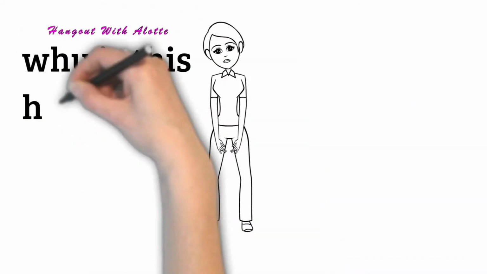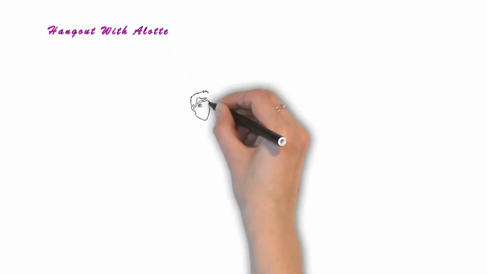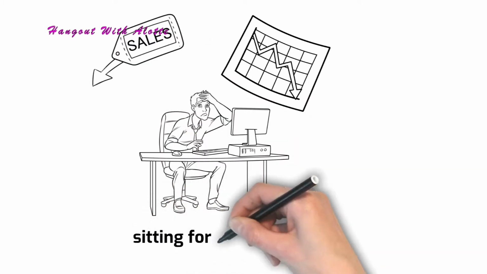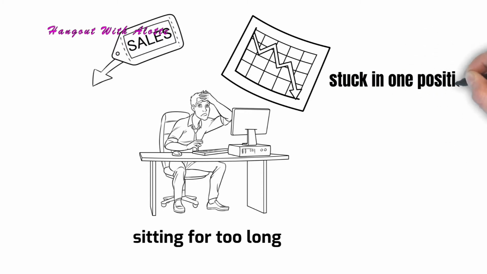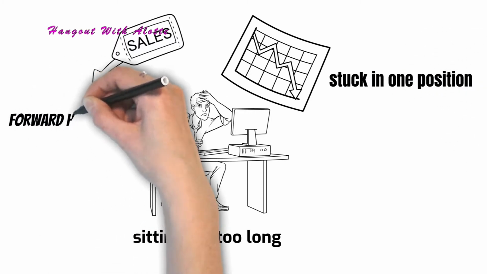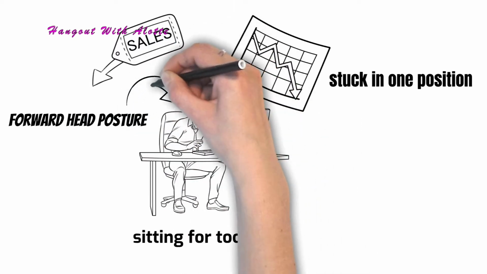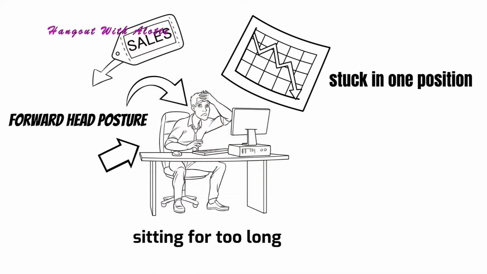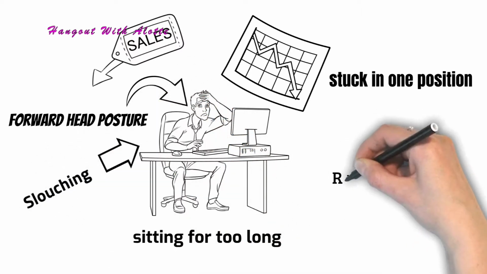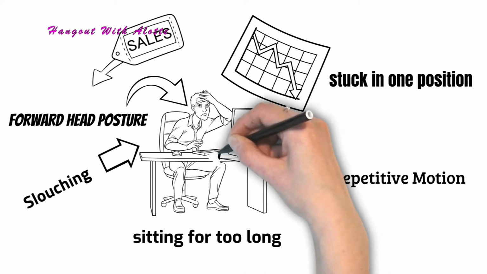So why is this happening? What causes these symptoms? Some risk factors associated with MSD are working in awkward postures, like sitting for too long, being stuck in one position, forward head posture, slouching, and repetitive motion, like typing.